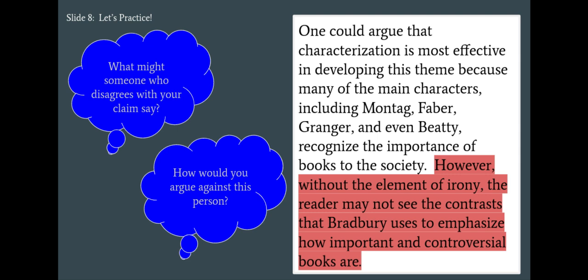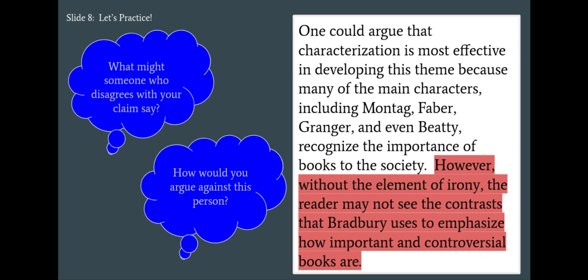For this essay, it would be best to think about another literary device or element that someone could argue more effectively shapes the theme you chose. So you're going to be looking for another literary device or element that exemplifies or explains the theme that you chose. Now, to write the rebuttal, you're going to think about how you would argue against this person. For example, however, without the element of irony, and what happens as a result if you're not talking about irony being the most important.